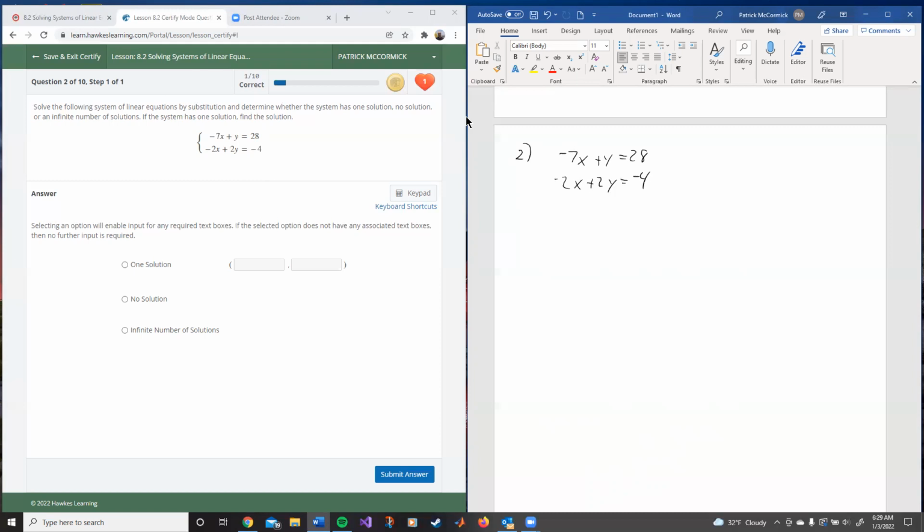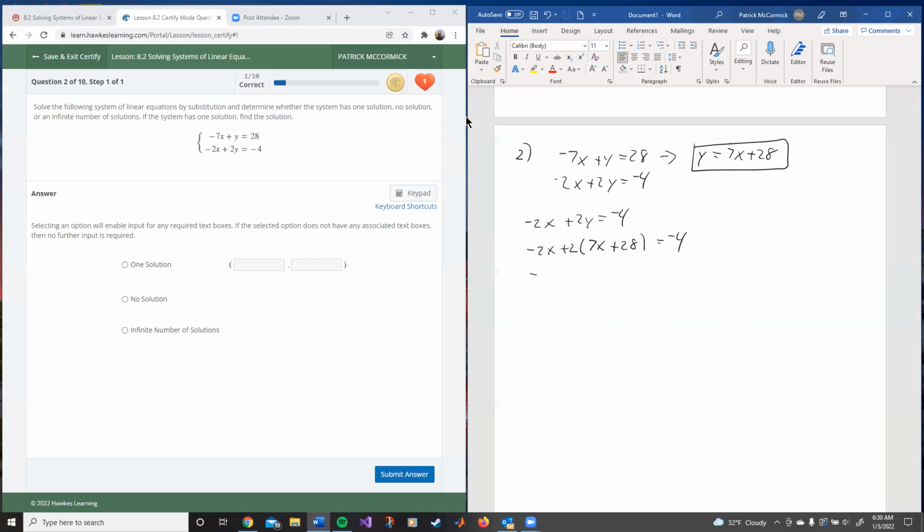So again, we need to choose our substitution. The second equation, I don't feel like it. Notice this first one again, y is by itself, right? So I can solve that for y easily. So add the 7x to both sides. So there's my substitution. All right, so I bring that into the other equation. So minus 2x plus 2y equals negative 4. So minus 2x plus 2 times y, but y is 7x plus 28, equals negative 4.